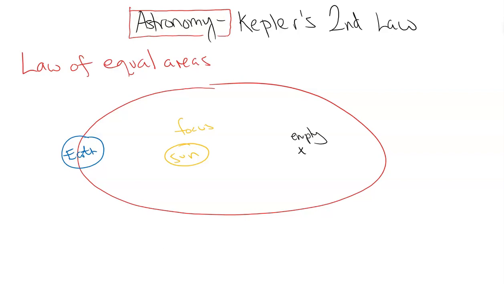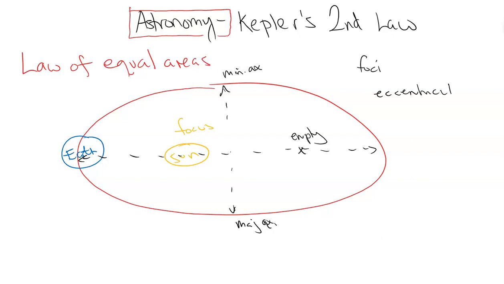You know that the ellipse has both a minor axis and a major axis, two different lengths. This is the minor axis, and this is the major axis. There we go. And we have the foci as well. And we have the eccentricity, which is the measure of how elongated the ellipse is. And a circle is a special kind of ellipse.